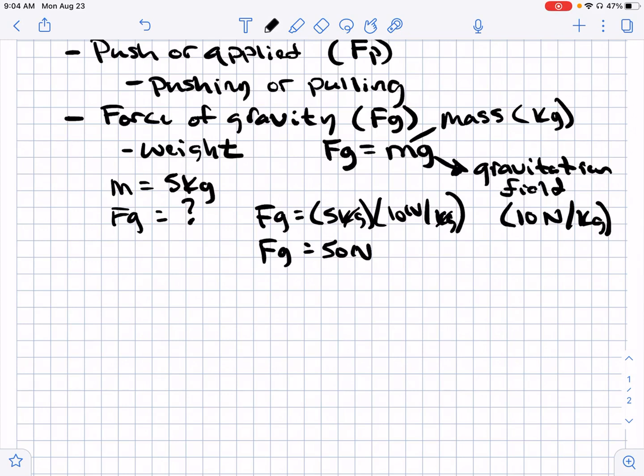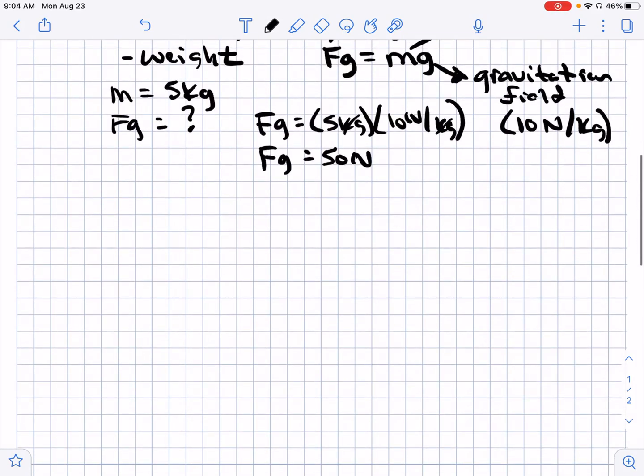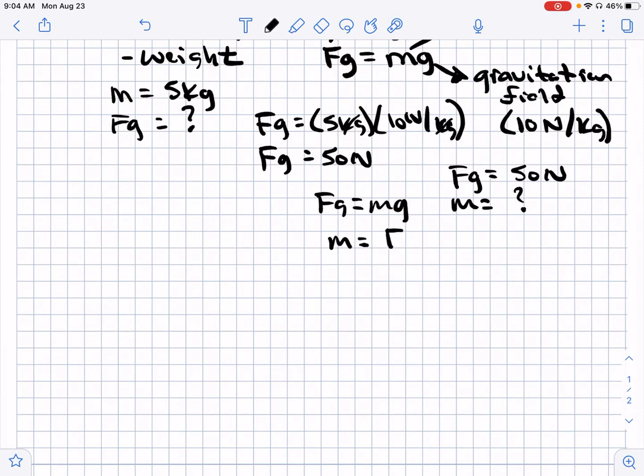We can also work backwards and solve for the mass of an object if we know the weight. Using this same example, if I said that I know the Fg is equal to 50 newtons, what's the mass equal to? My equation is Fg equals mg. Rearranging for m, it would equal Fg over g.